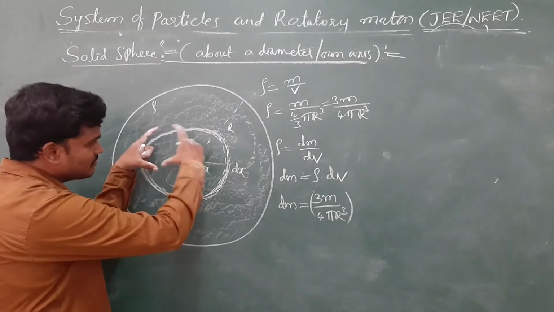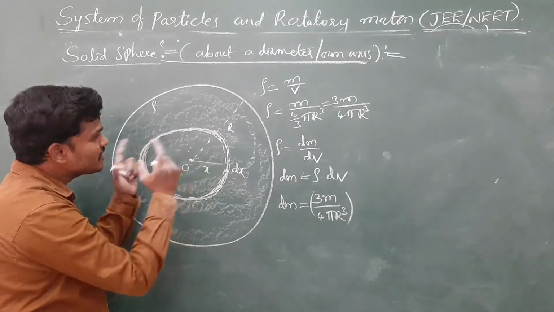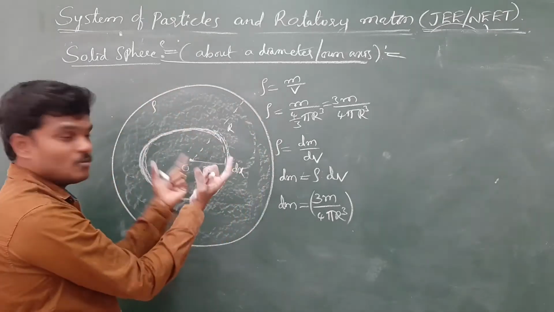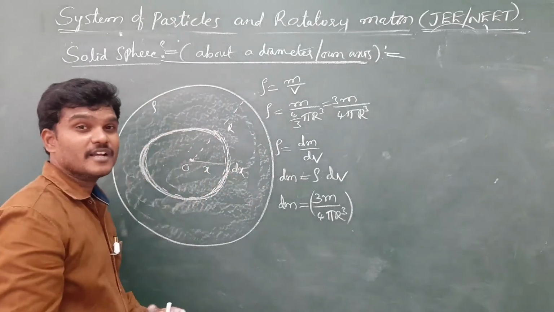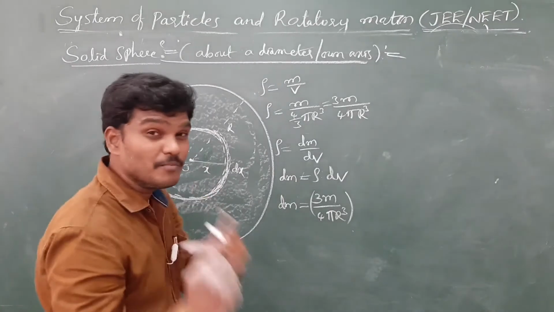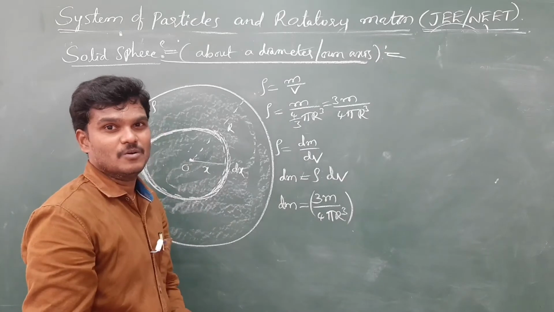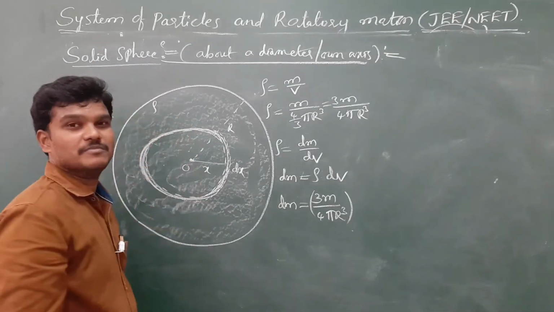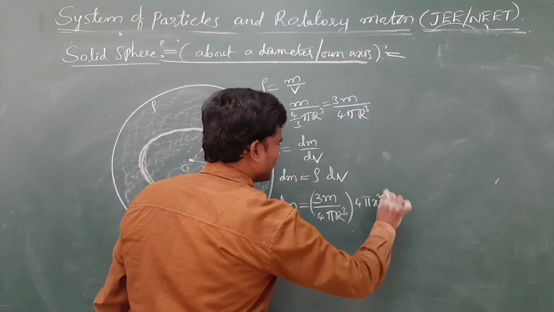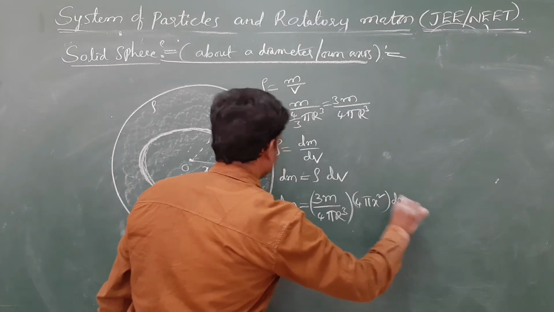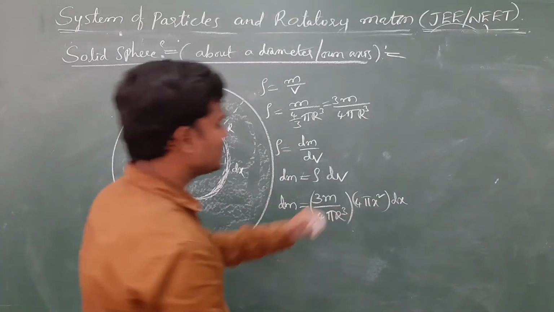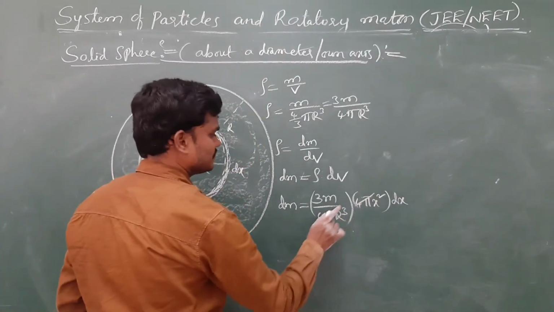Okay, this is not a ring, it's not a disc. The entire part you cut it, only this part is nothing but like a hollow sphere. This is the small part. If you take it out, that small part is like a hollow sphere. That hollow sphere will have some area. So the area of that one is 4 pi x square, thickness dx.